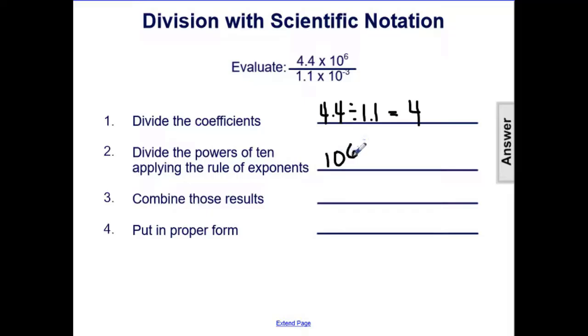We'll have 10 to the 6th divided by 10 to the negative 3. But we're going to subtract, so be careful. 6 minus a negative, so it's really 6 plus 3, is 9. If we combine those results, we'll have 4 times 10 to the 9th, which is already in proper form. So our scientific notation would be 4 times 10 to the 9th.